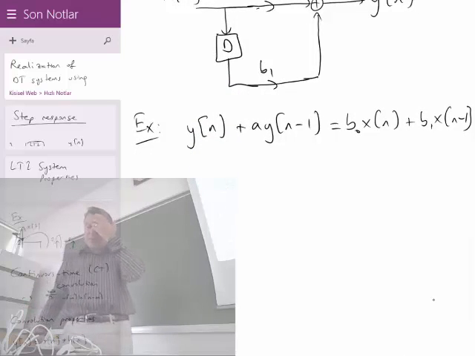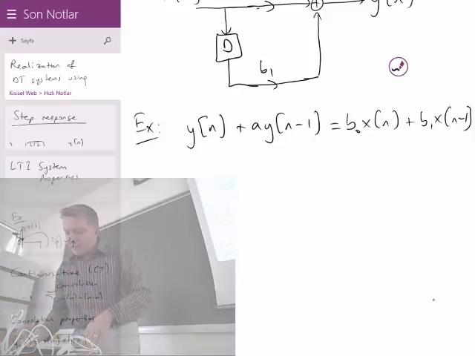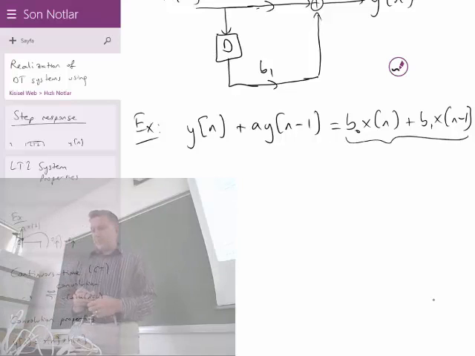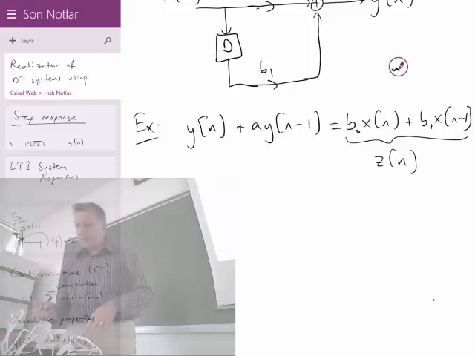Now, the strategy that I will adopt for the way to attack this problem is as follows. First, I will say that this will construct a new input. And the name of that new input, I will say z of n. First, let's produce a z of n, which will be then the input to the first order system. Is that okay?